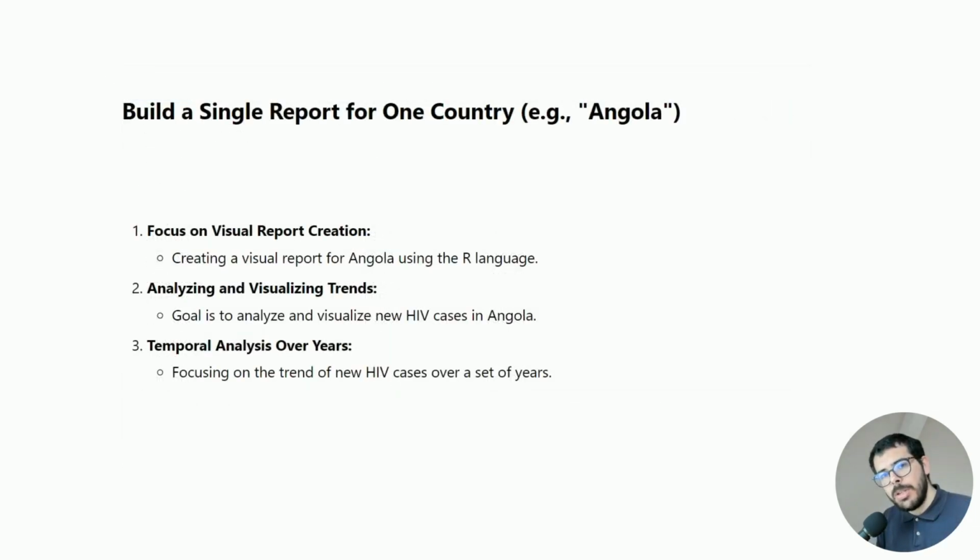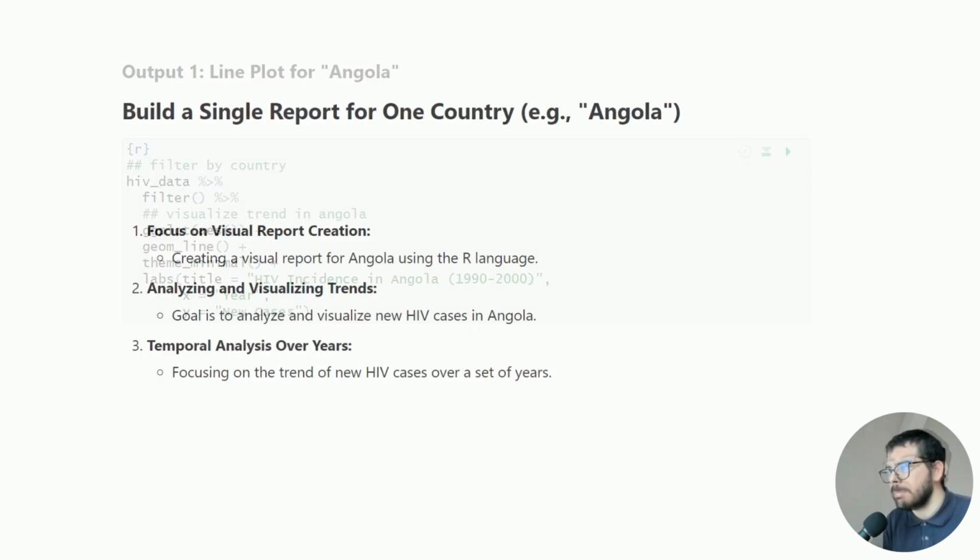To dig deeper into this lesson, we will start with one single report for one single country. We will use the case of Angola. The idea of this report is threefold. First, we will focus on visual reports, basically creating plots and graphs. Second, we will also analyze the trends in the graphs. And third, we will focus on the trends of these new HIV cases.